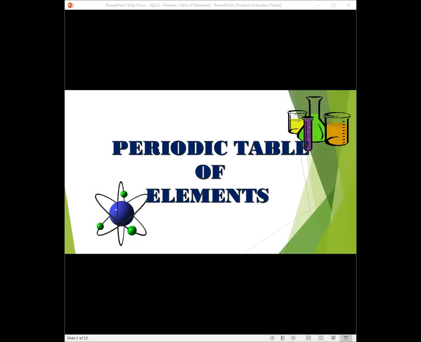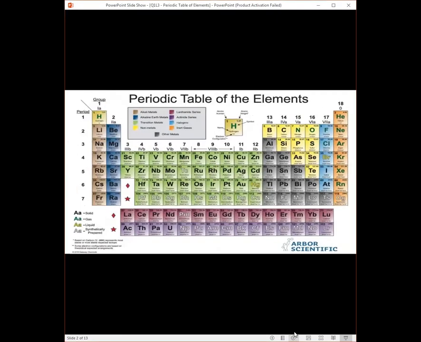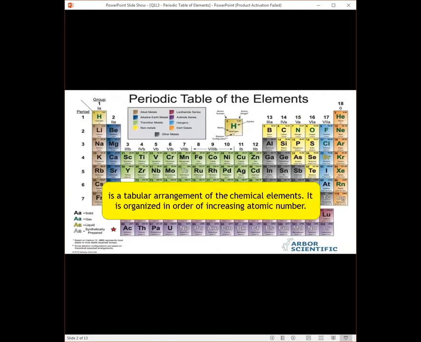In this lesson, we will learn about the different kinds of elements around us. And the best tool to learn these substances is the periodic table of elements. This is how the periodic table of elements looks like. Now let us have the definition. The periodic table of elements is a tabular arrangement of the chemical elements. It is organized in order of increasing atomic number.